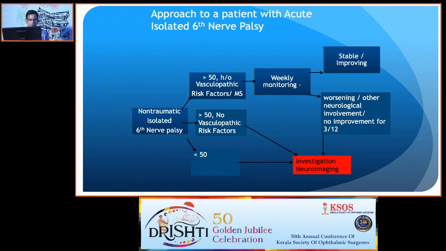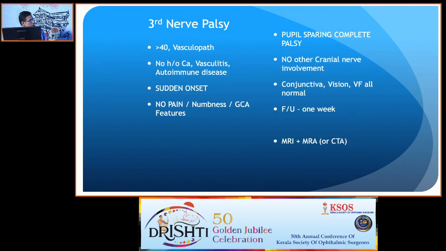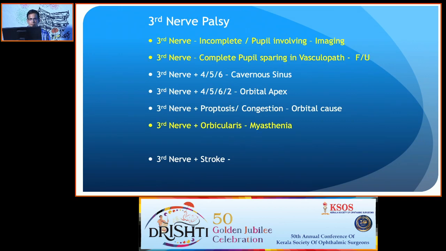So the approach to a sixth nerve palsy patient, I want to spend time. So anything atypical, you need to go for imaging. Third nerve palsy, I'll just briefly run through. So again, the plus symptoms, incomplete or pupil involving, go for imaging. Look for other features.